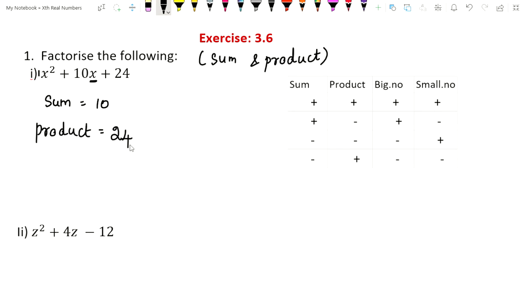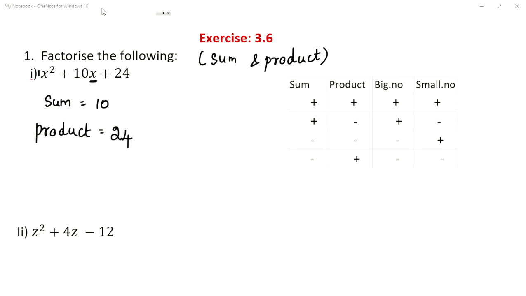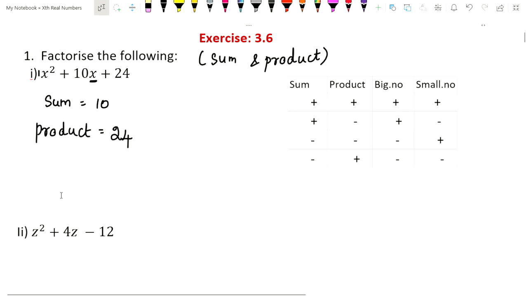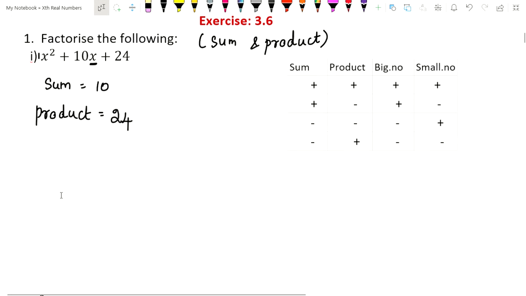24. Please children, try to understand what is sum. The coefficient of x is called the sum. The product is the multiplication of the constant and the coefficient of x square. Here the coefficient of x square is 1. If there is no number, it represents 1. So 1 into 24 equals 24. So sum equals 10, product equals 24. Here both are positive.